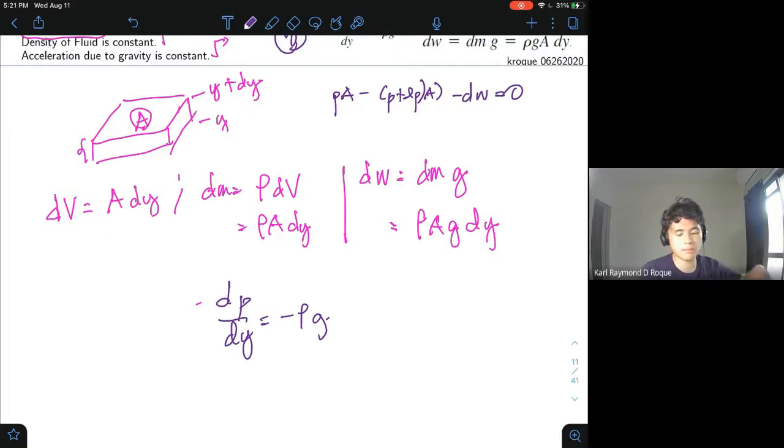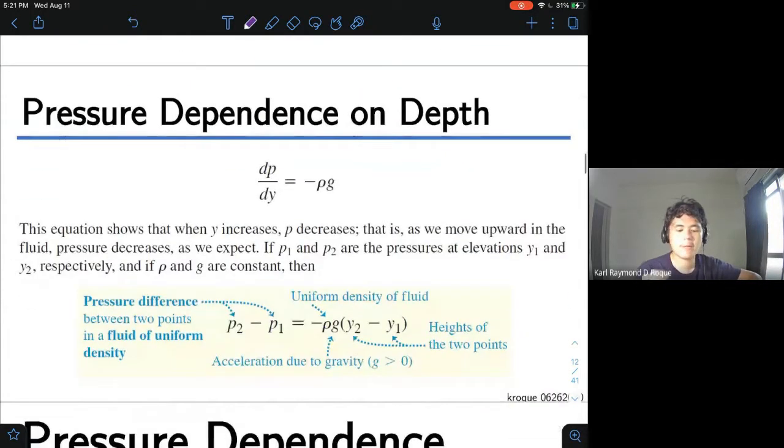So, it shows na when y increases, P decreases. That is, as we move upward in the fluid, pressure decreases as we expect. No? Oo. Kaya kapag the deeper you go, mas masakit mag-swimming, di ba?